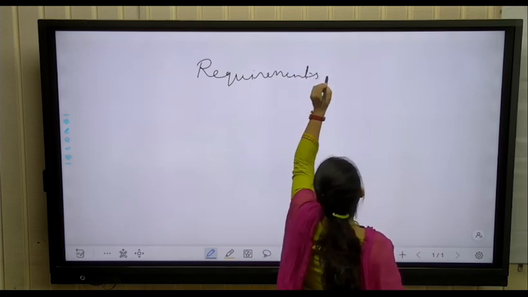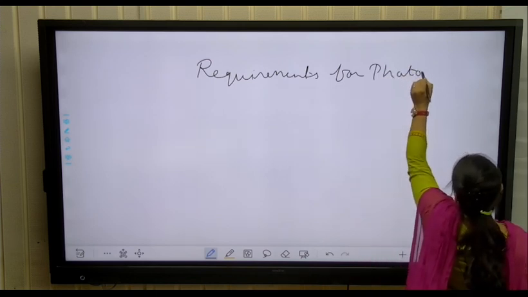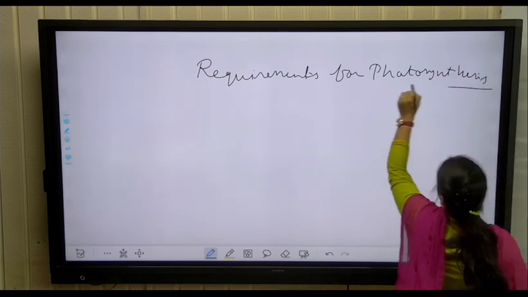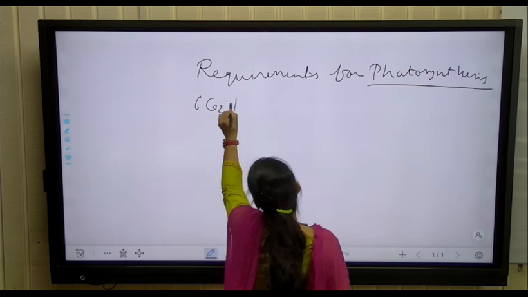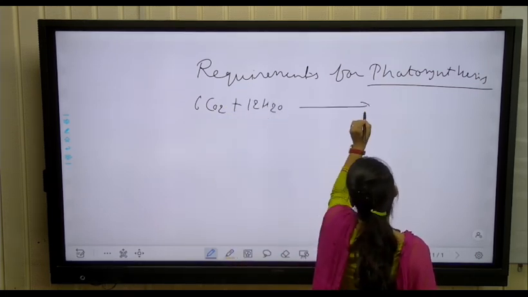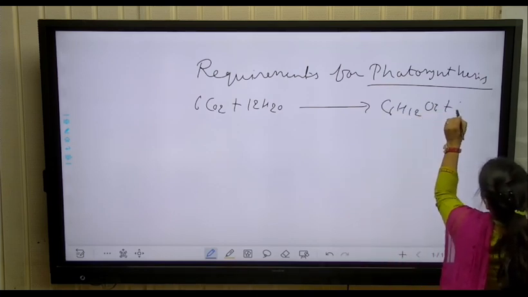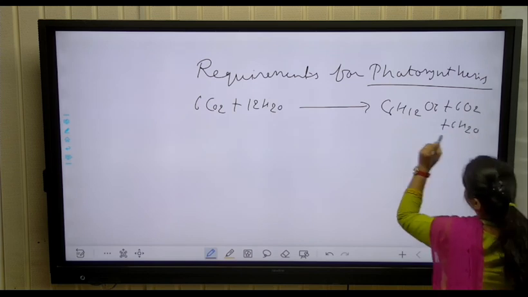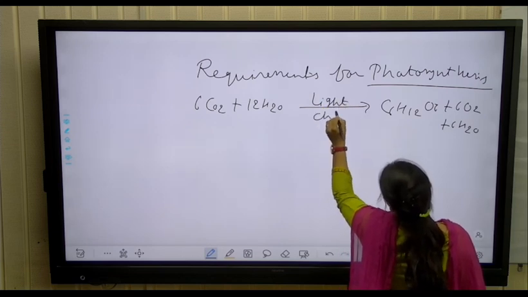Requirements for photosynthesis. So what are the basic requirements? 6CO2 plus 12 H2O is converted to C6H12O6 plus 6 O2 plus 6 H2O, and this process uses light and chlorophyll.